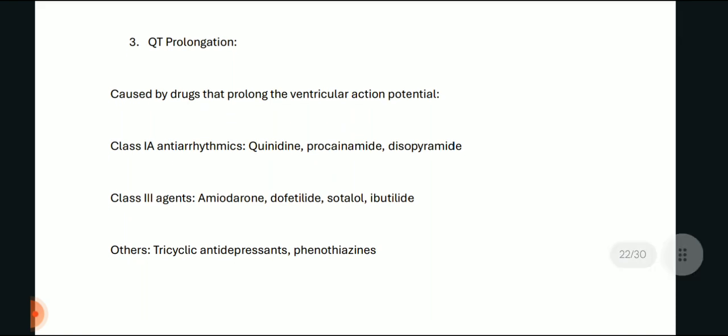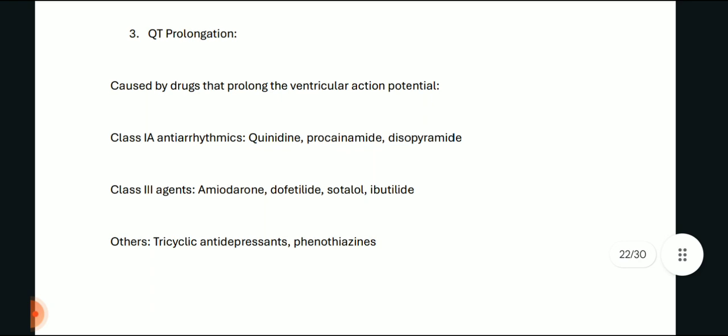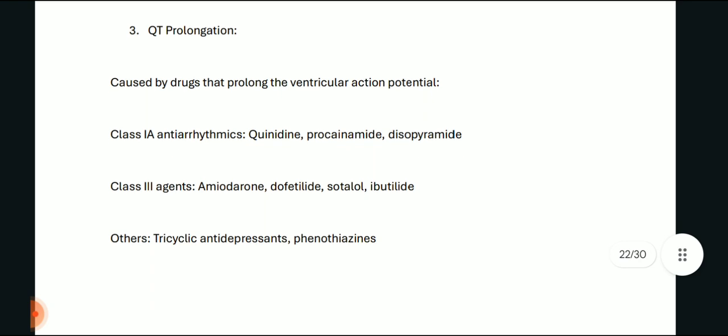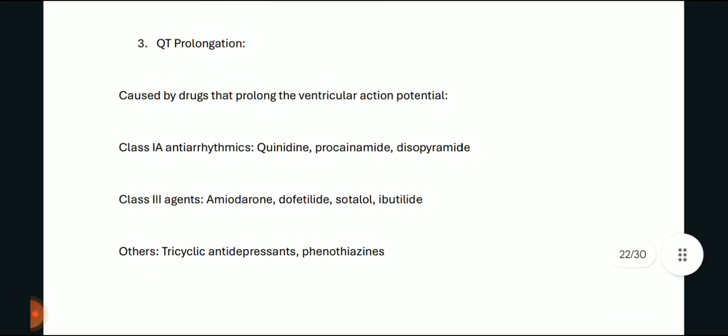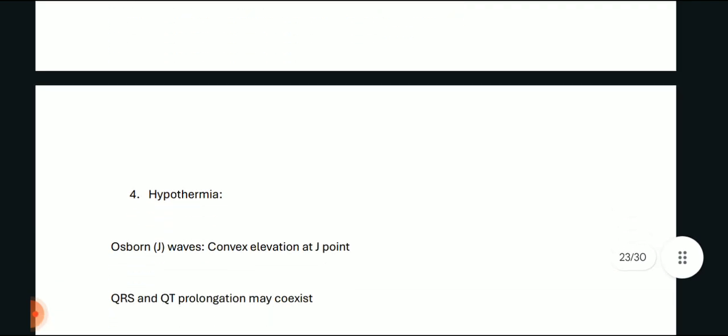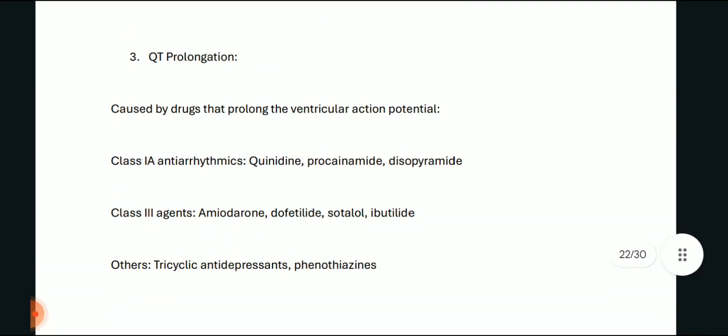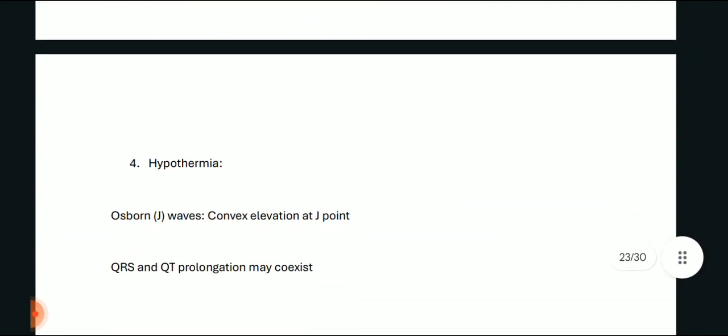Now, QT prolongation is caused by drugs that prolong the ventricular action potential. Class 1A antiarrhythmics like quinidine, procainamide, disopyramide. Class 3 agents like amiodarone, dofetilide, sotalol, ibutilide, and others like tricyclic antidepressants, phenothiazines. All these can cause QT prolongation, which can lead to torsades de pointes.